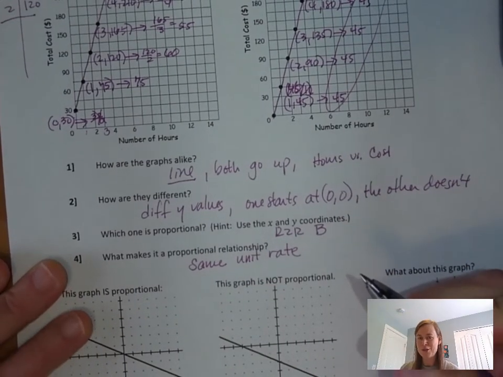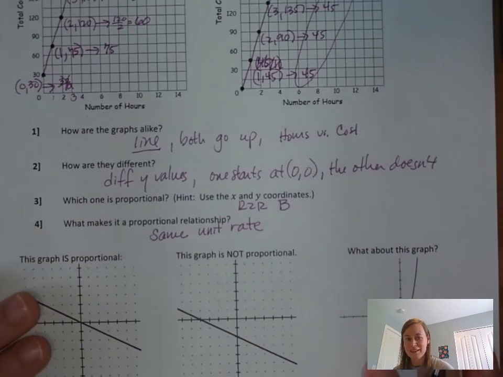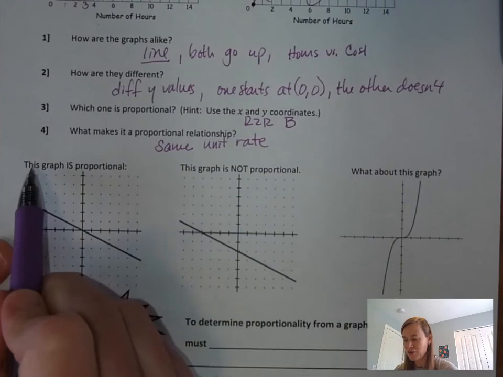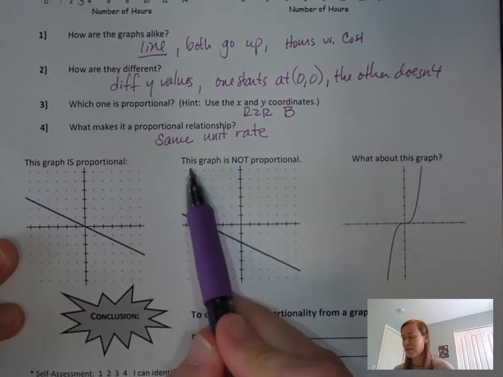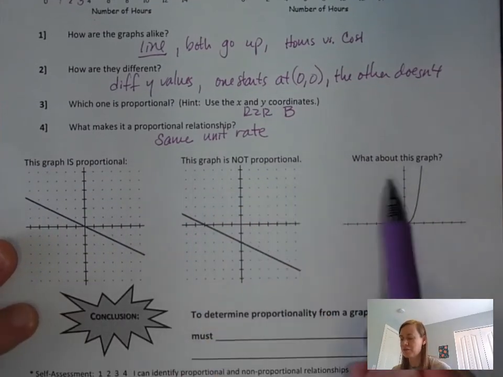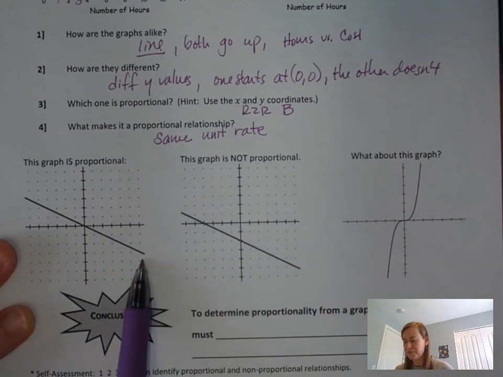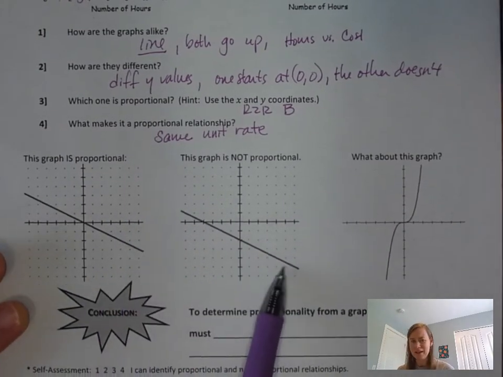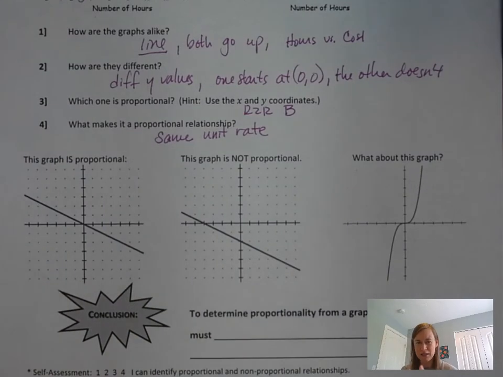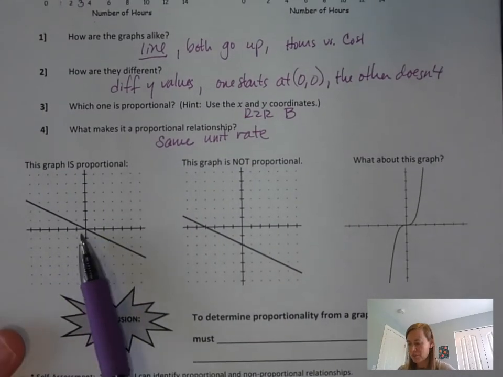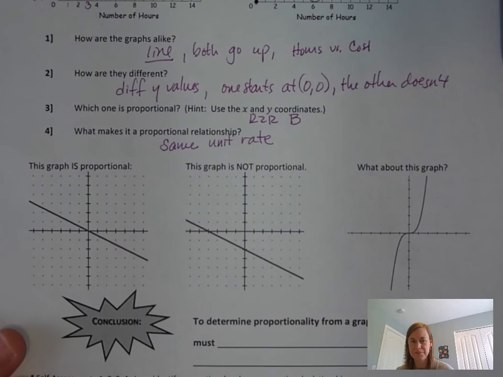We still haven't covered the trick yet. I'm getting to it, I promise. Okay, so let's look down here. It says this graph is proportional. This graph is not proportional. What about this graph? Well, don't worry about him just yet. But this graph, you see this line? It's exactly like this line, right? Except just moved down on the graph a little bit. So what's the deal? What makes this one proportional and that one not proportional?